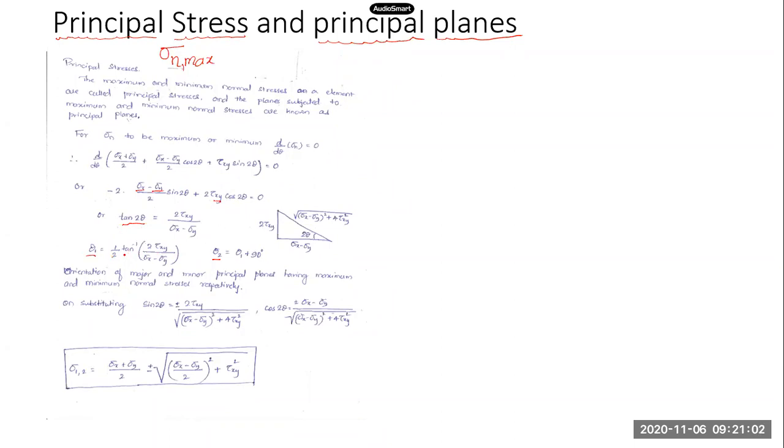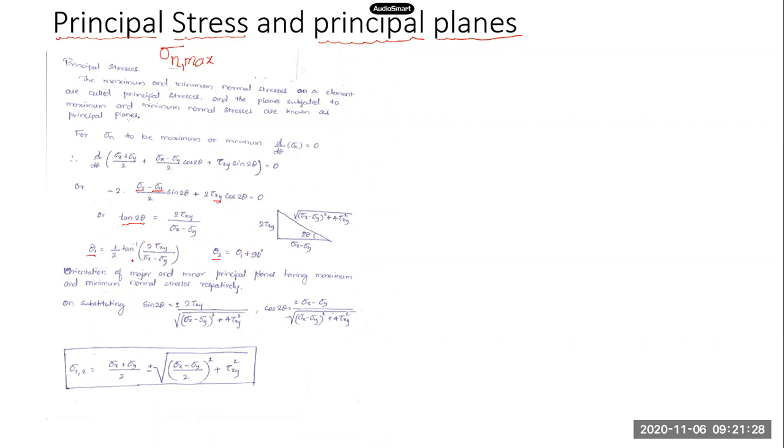Okay, so what is theta 1? Actually, you will get what will be theta here. But there will be two such planes, because the tan ratio has the same value for two angles. Let us say this theta 1 will be 1 by 2 tan inverse of 2 tau xy by sigma x minus sigma y. Theta 2 will be this plus 90 degrees. Anyhow, this is our major principal plane.